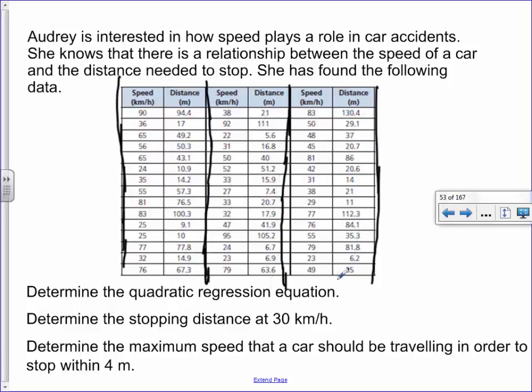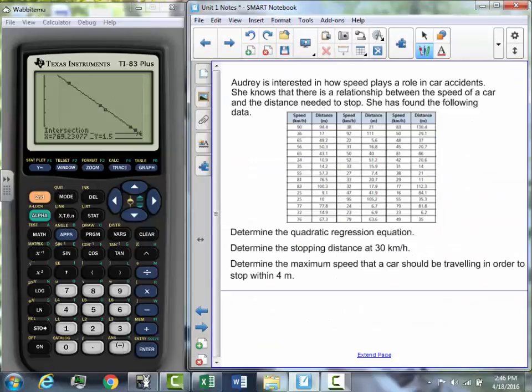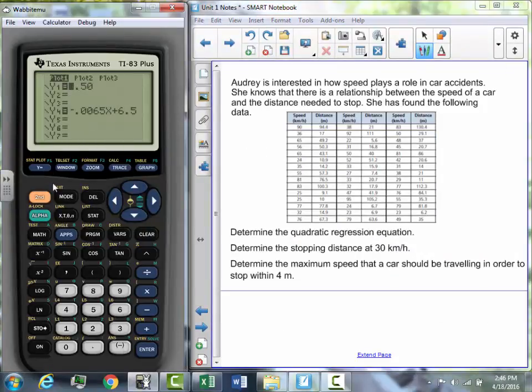So take a minute and start typing data in, basically. How do we do this? Okay, so good question. First thing I'd suggest is go back to y equals and get rid of all the old equations. We don't want them.